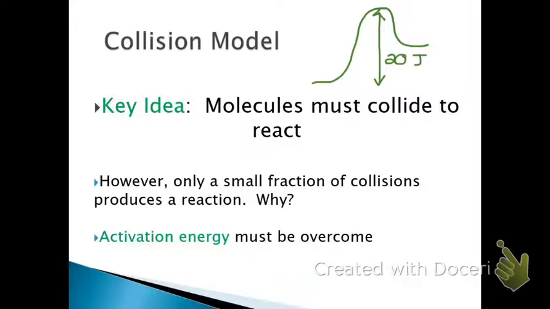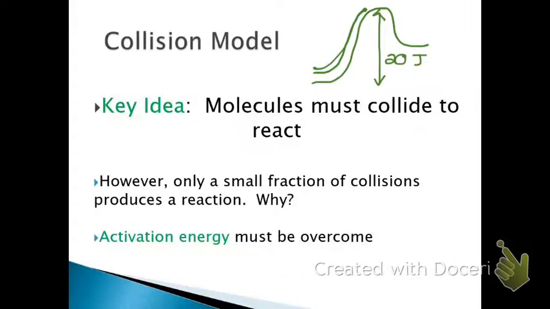All right? If you want to visualize it, that would be kind of like pushing a ball almost to the top of the hill and then you stop there. Now, what's going to happen? The ball's just going to roll right back down to where you started. If these two reactants hit each other with 19 joules of energy, nothing's going to happen. They're just going to separate and go back to being reactants again.